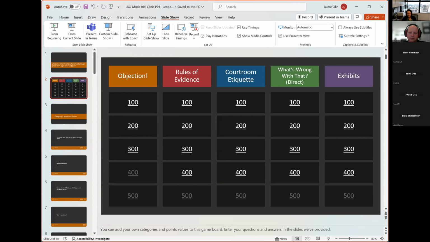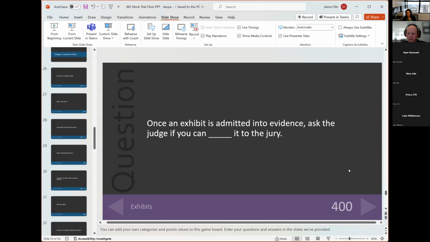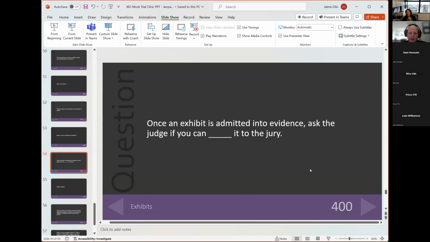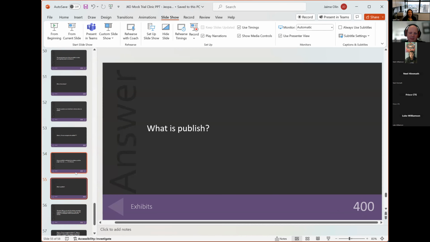All right, Frisco CTE, please pick the next clue. Let's do exhibits for 400. Once an exhibit is admitted into evidence, ask the judge if you can blank it to the jury. Mark Williamson. What is published? That is correct.